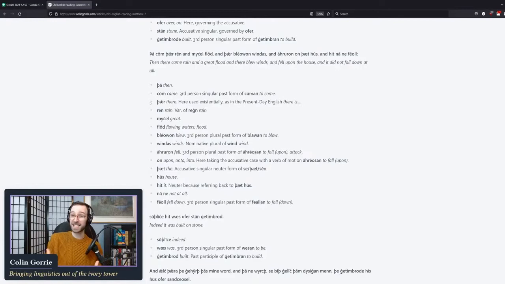But what happened to this house? Because remember, this is the wise man. And hit no ne fell. And it, hit, referring back to that hus, which is neuter, so that's why we get hit here, which is the neuter form. Na ne feol. Na ne is a phrase that means not at all, not in the least, absolutely not. So it did not fall down at all. Na ne feol, the ancestor of fell. So then there came rain and a great flood, and there blew winds, and these winds and rain and flood all fell upon the house, and it did not fall down at all. Why not?